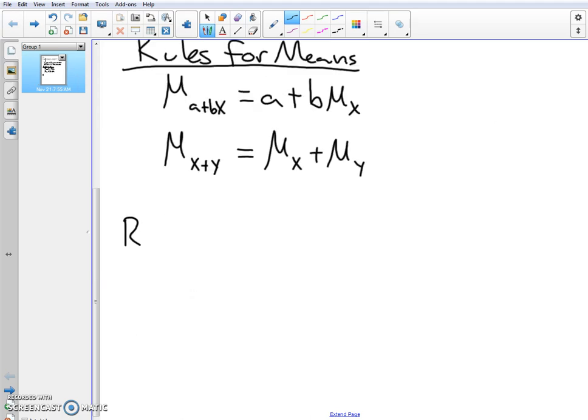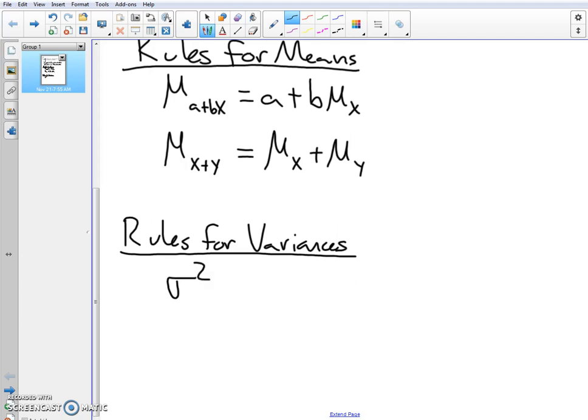Okay, we also want to look at rules for variances. Similar idea to what we did up top. So variance, remember, is standard deviation squared. So in the end, we'll be taking the square root of anything here to find the standard deviation. So if I want the variance of a plus bx, this is like going to that random variable and multiplying it by something and adding something to it. This is equal to b squared times the variance of x. So notice that a doesn't matter.